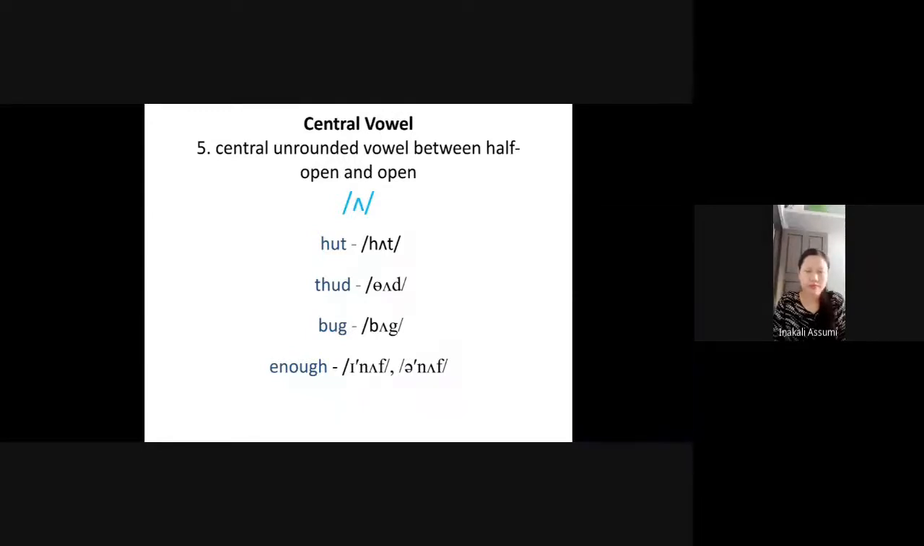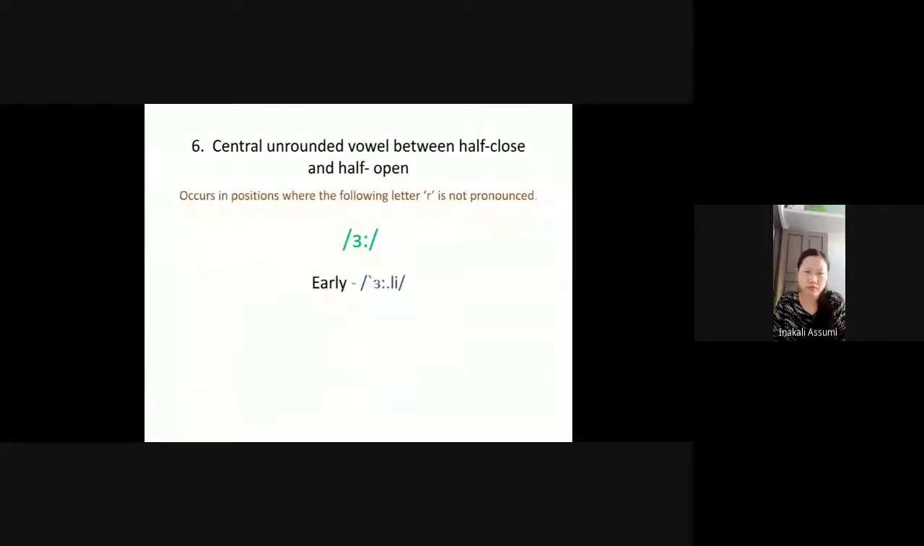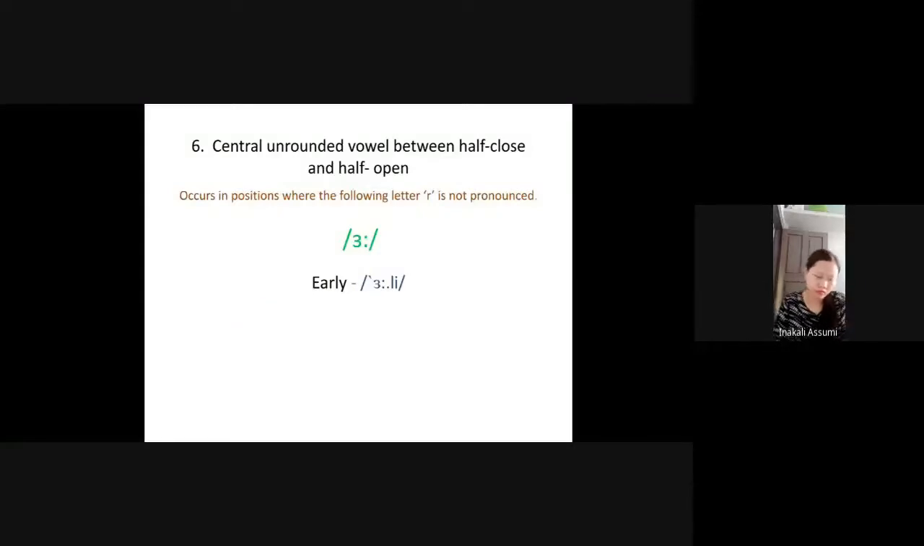Cup. This sound occurs in positions where the following letter R is not pronounced. So early, instead of early, early, birth, shirt, nerve, or earning. We usually say earning, but earning.